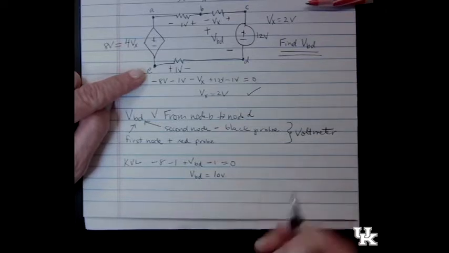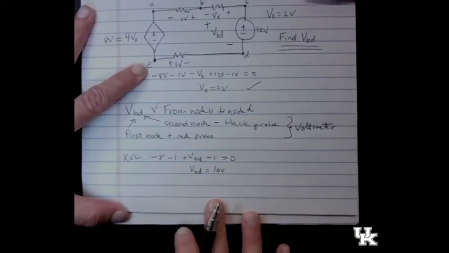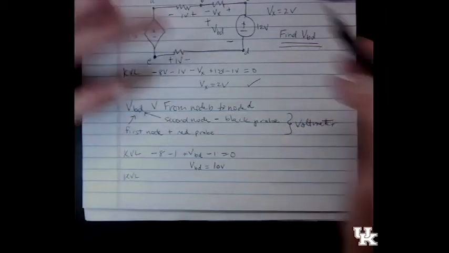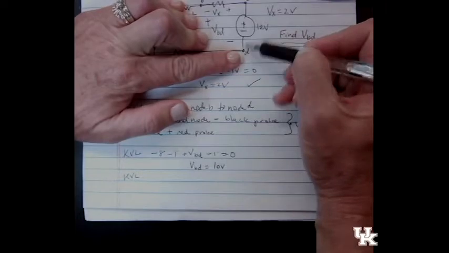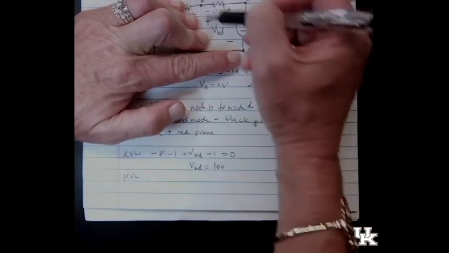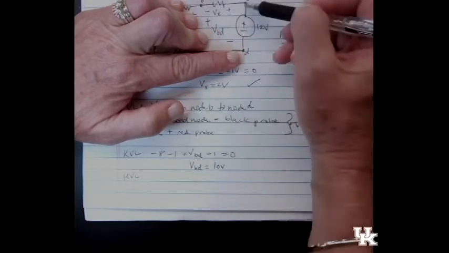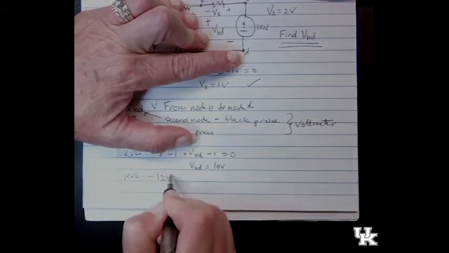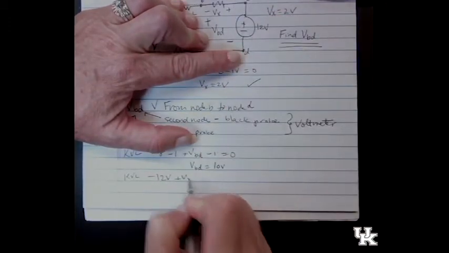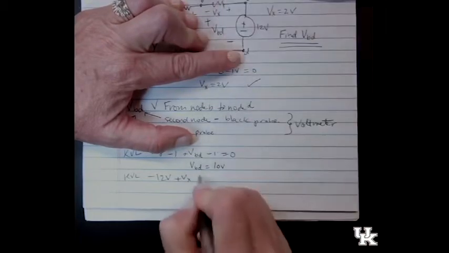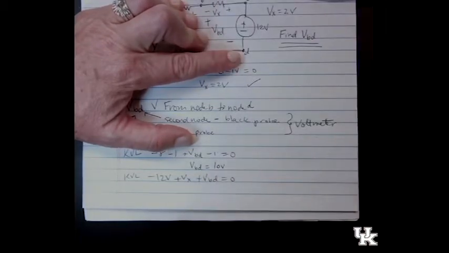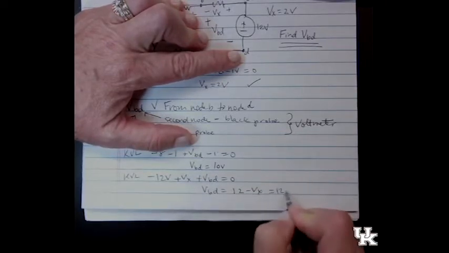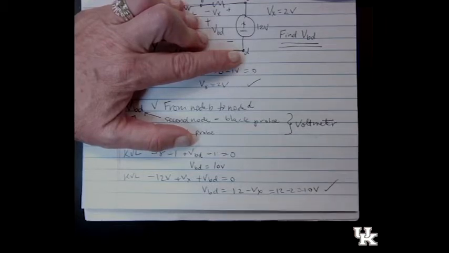Thank you. All right. We can double check that by writing another KVL. Just for fun, we'll go the other way around. We'll start at D, and we'll go around, and we're going to do kind of a triangular loop here, up and across, and then back through the VBD. So I would hit the minus side of 12 volts, and the plus side of Vx, which I know is 2 volts, and the plus side of VBD equals 0. So VBD equals 12 minus Vx. 12 minus 2 is 10 volts. So I double-checked my answer.